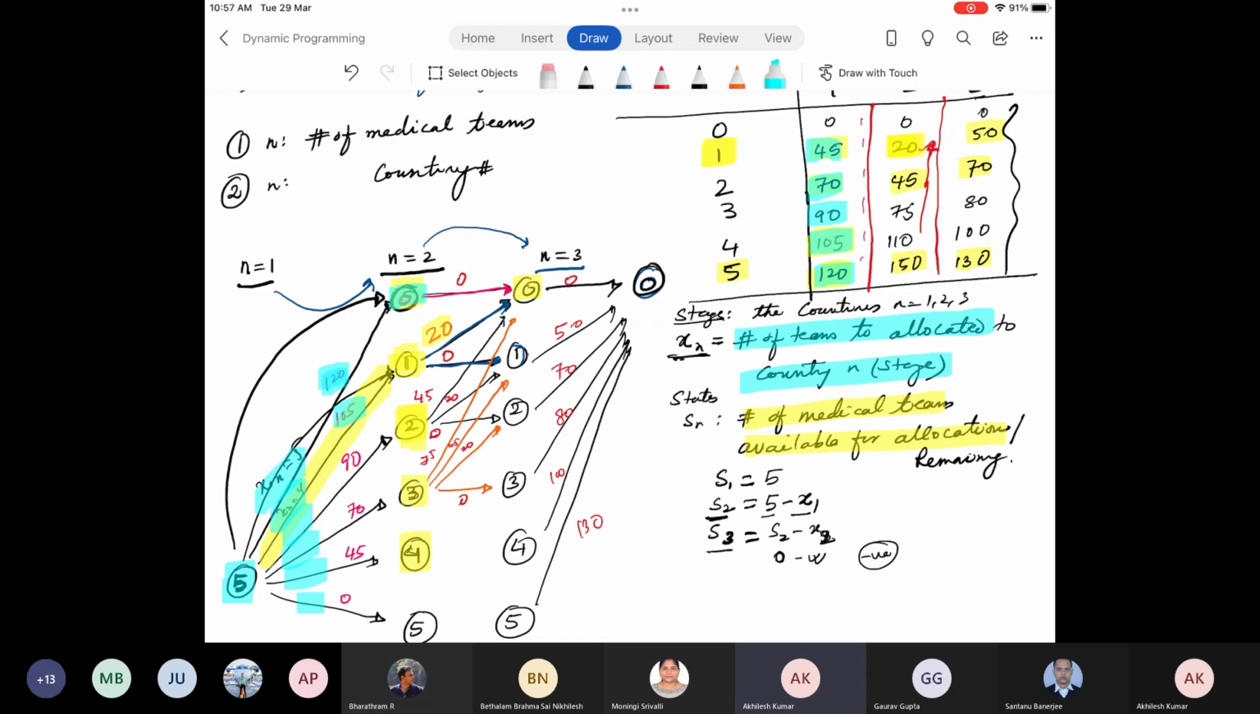Now, if I say 1 team is left, that means I have allocated 4 teams to country 1. If 2 teams are left, I have allocated 3 teams to country 1. And I have given the corresponding objective function values. So if I have allocated all 5, the additional life expectancy increases by 120 into 1000 years. If I allocate 4 teams, it will increase by 105. And so on, we have represented this as a dynamic program. Is it clear to all of you? Please feel free, if you have any doubt, to ask for clarification.